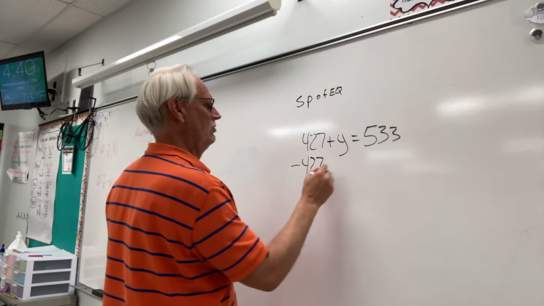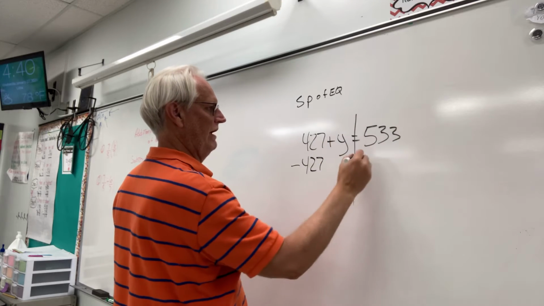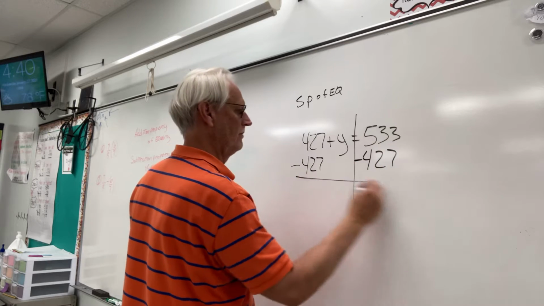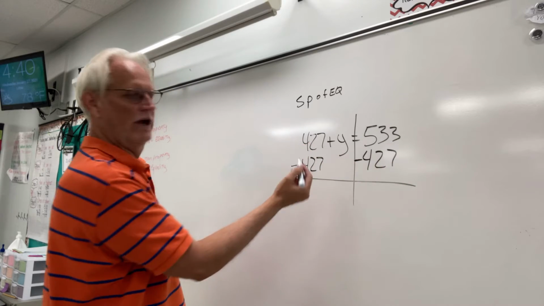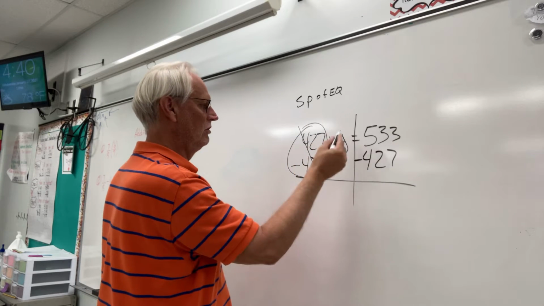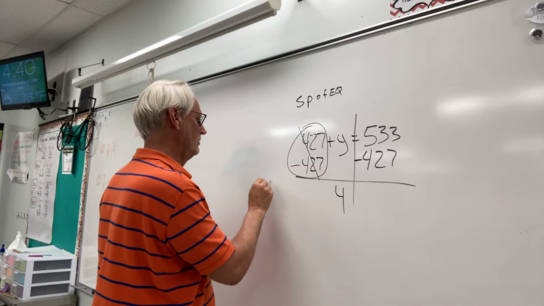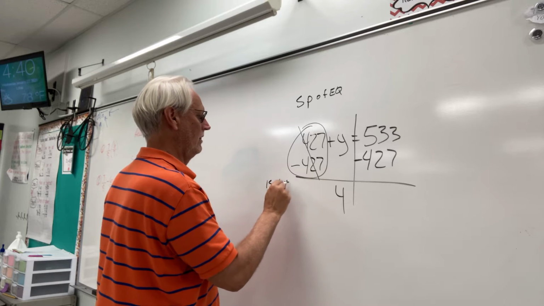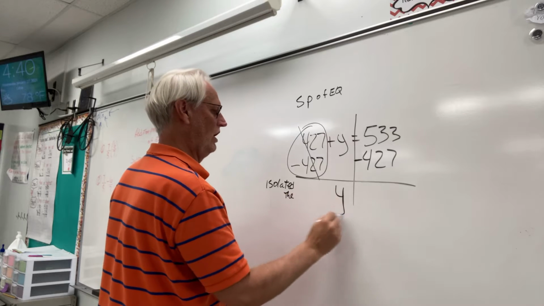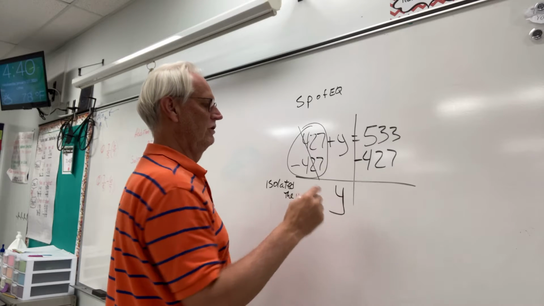And so when we do that on one side, we want to go ahead and do that to the other side. So we draw our balance line. 427 on this side. If I have 427, I take 427 away from it, I end up with 0. So I have isolated my variable. I've isolated the variable, which is y. Sorry about that, I should have done that to begin with.